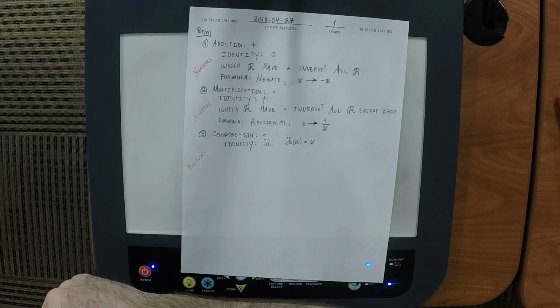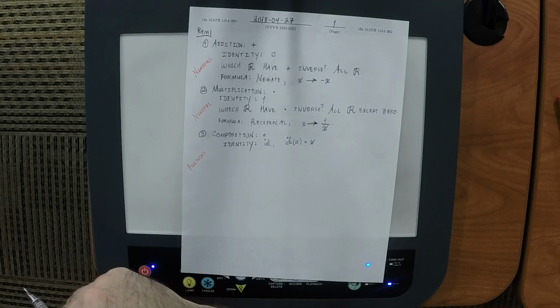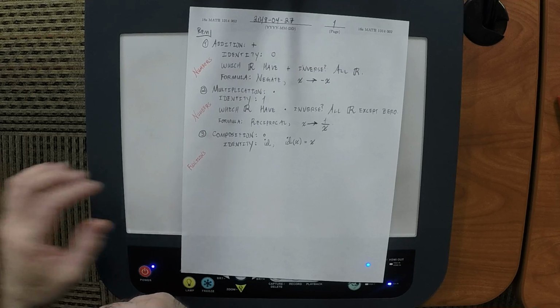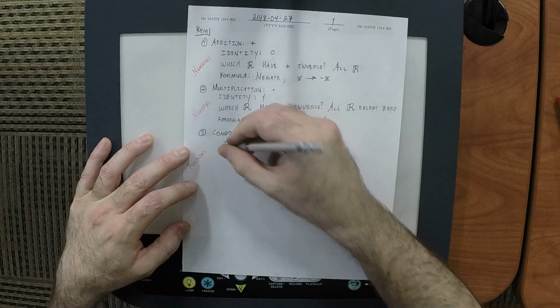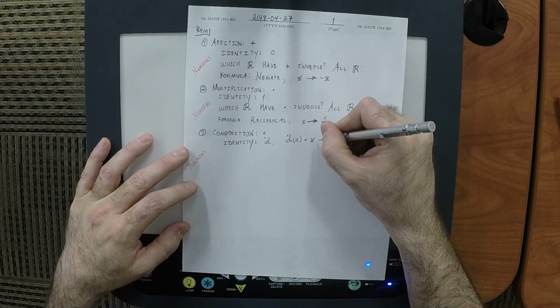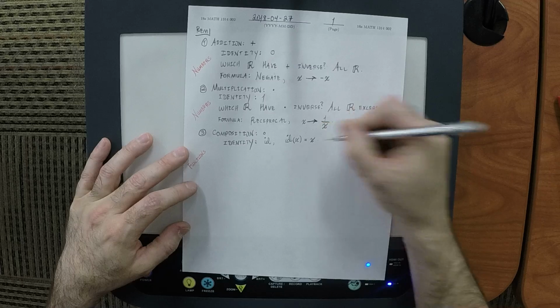So the identity of composition is a function called ID, and as a formula, it is the function that takes an x and gives you an x. So it is like a conveyor belt. It doesn't do anything with the input. It just gives you whatever input you give. It gives you that output. So now, we did this 2 lectures ago, at least.